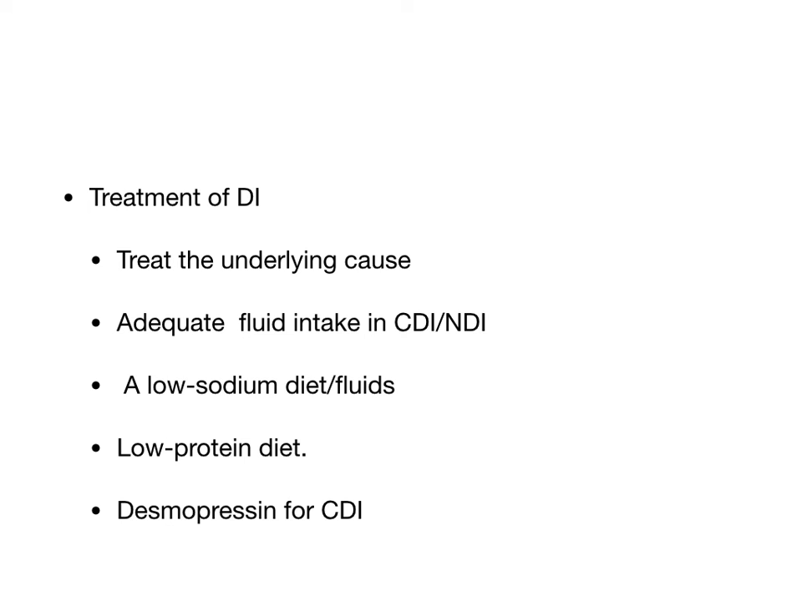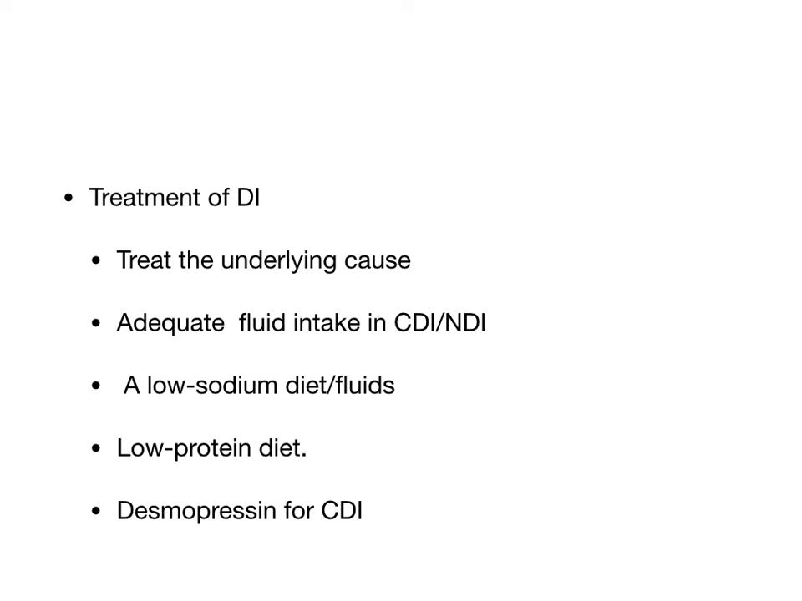So, central and nephrogenic diabetes insipidus. In central diabetes insipidus, the main problem is inadequate secretion of ADH, so you have to supply the ADH. Synthetic ADH is available, called desmopressin. You can use it intranasally, intravenously, or subcutaneously. When patients are given desmopressin, you will see that the urine output gradually comes down with time.